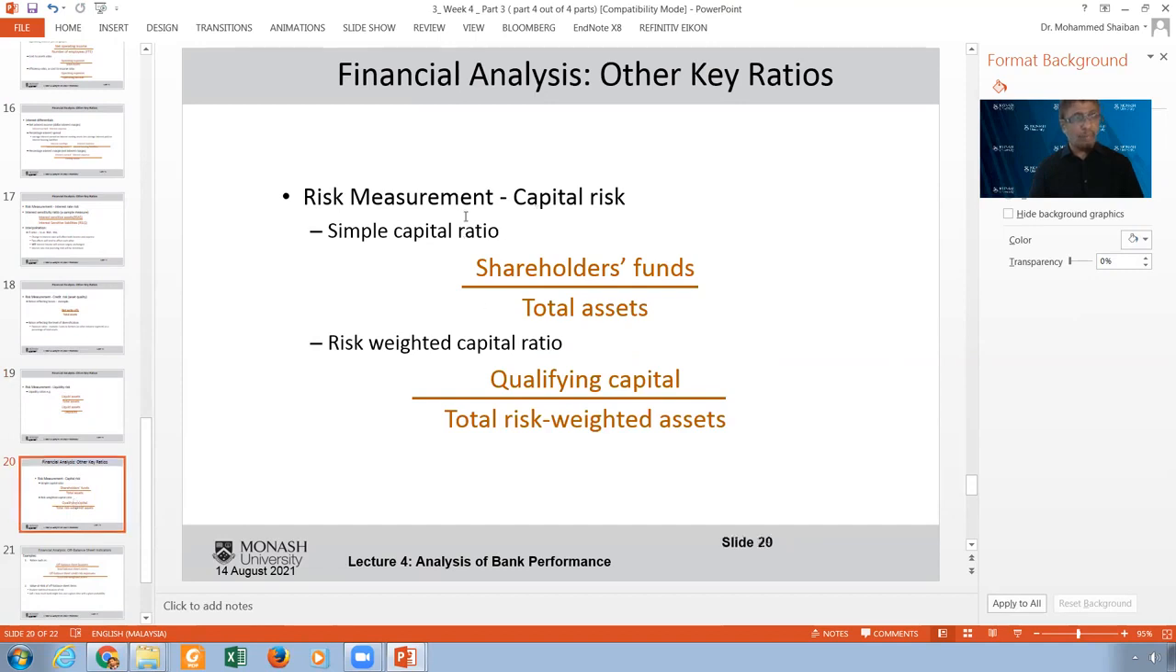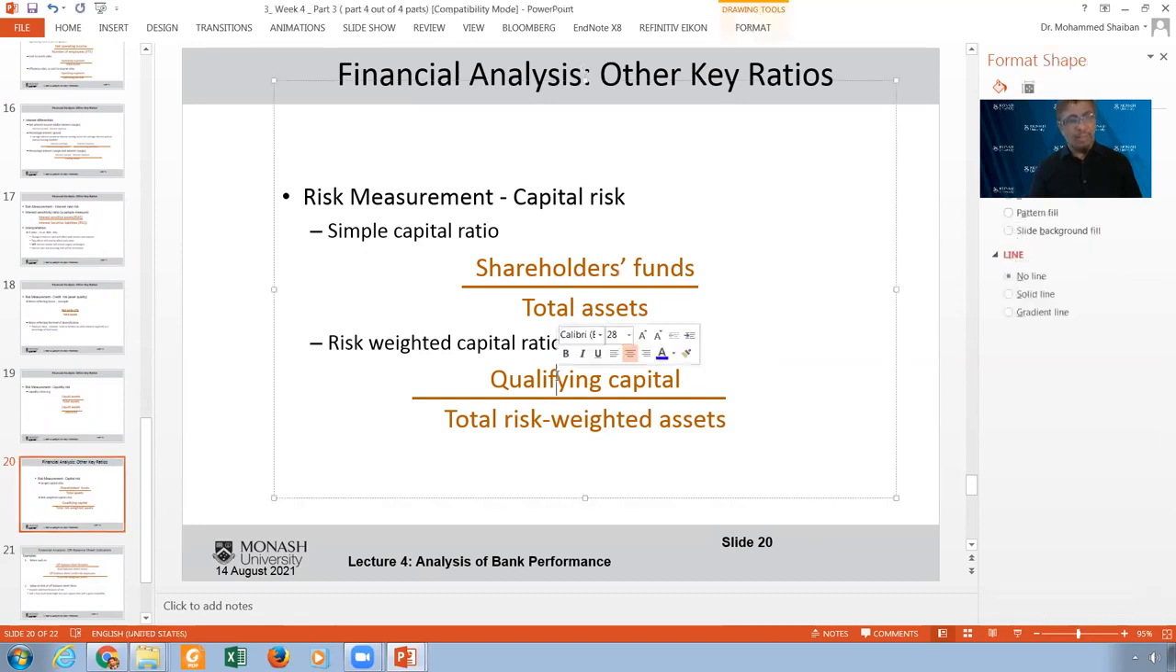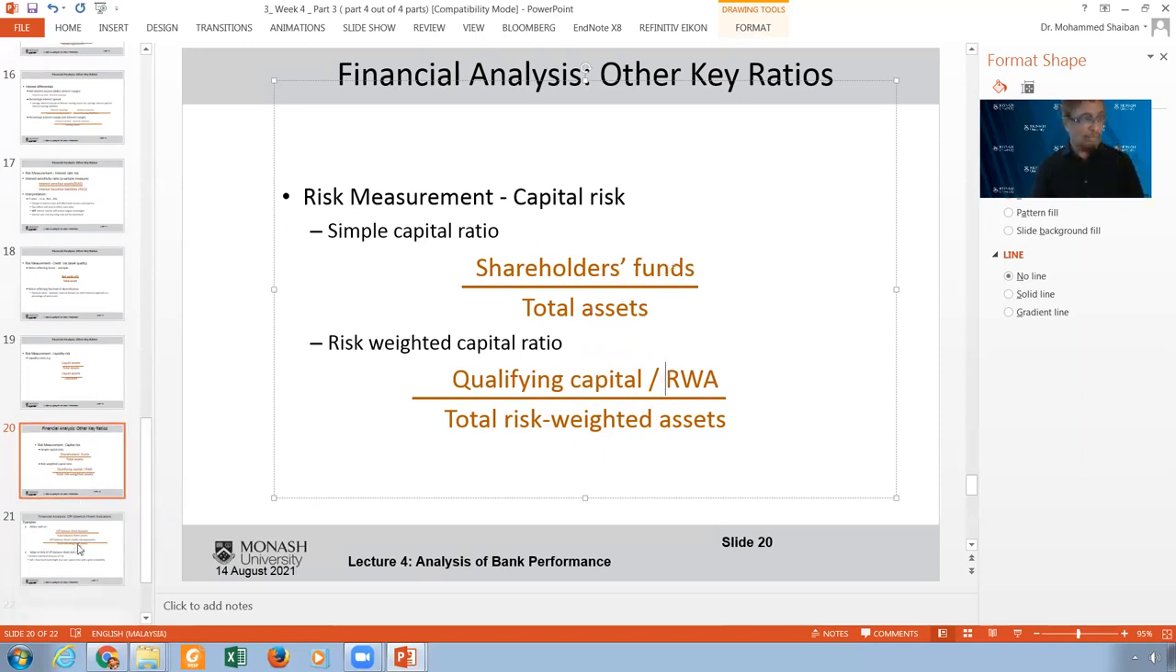We understand the capital risk, which is the shareholders' funds over the total assets. This is the capital ratio, actually, the simple capital ratio. And this is the capital ratio according to Basel. So when we talk about qualifying capital, we are talking about Basel, which uses risk-weighted assets here, which I think I gave you already in the pre-class activity. And this is just the simple ratio, equity over total assets.